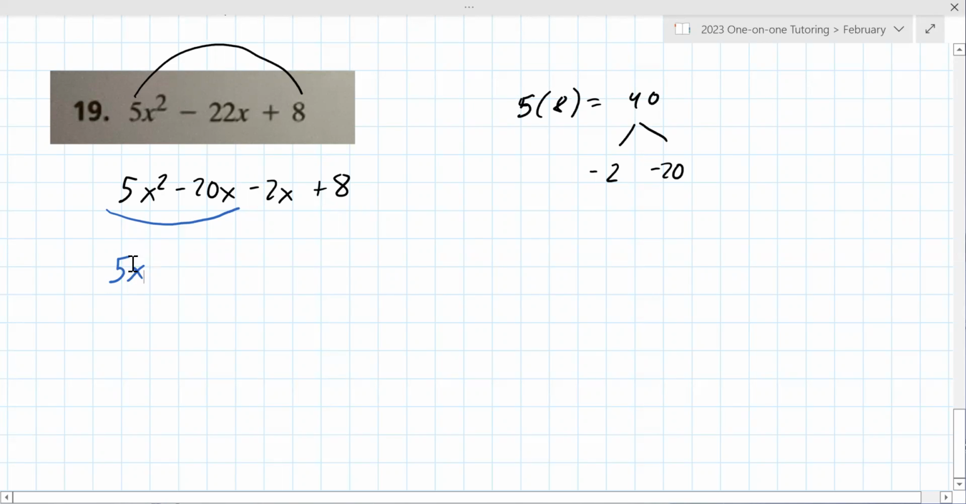It's okay if you don't really understand it. I would like to clear that up, but if they both have an x, you're definitely going to bring an x out.